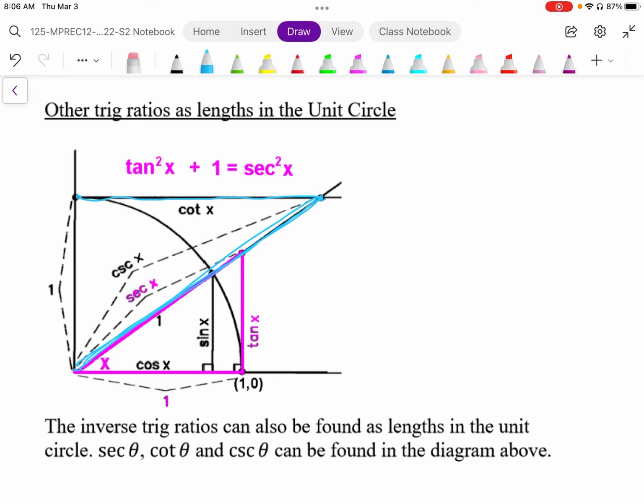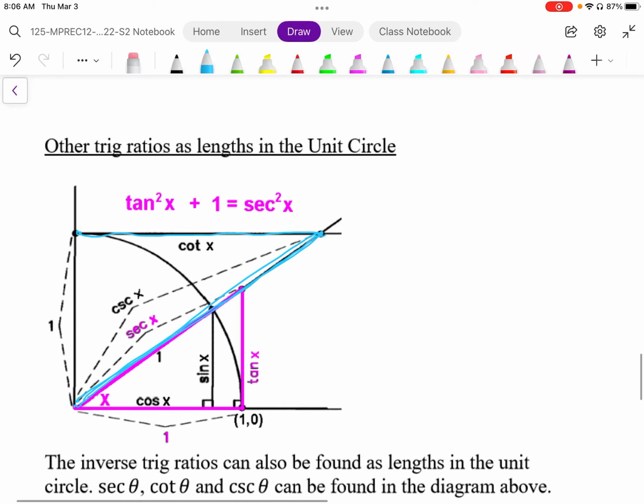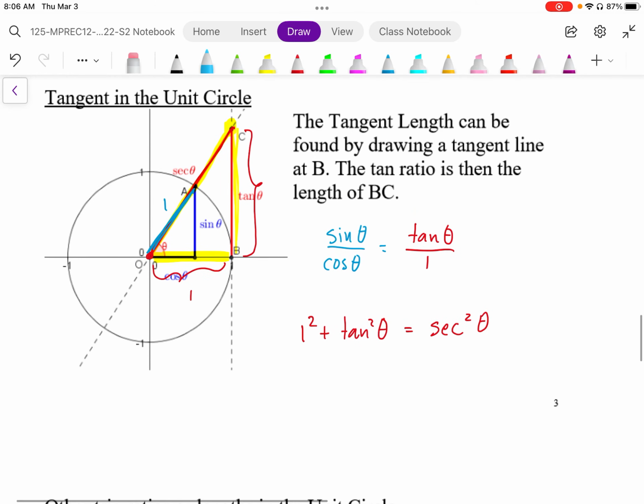All those ratios actually show up as lengths in the unit circle. So they can be useful. We can use them, but they are a little bit awkward to use. And really, all we need is the sine and cos lengths in the circle. We can do everything with just those two.